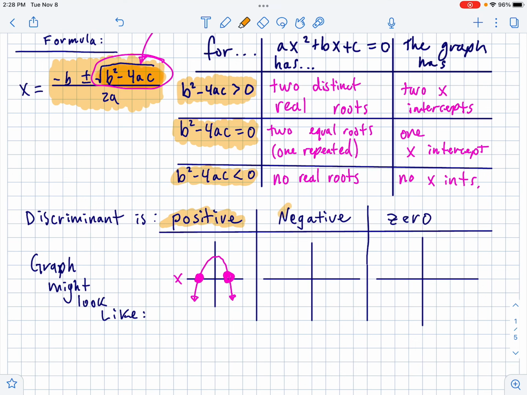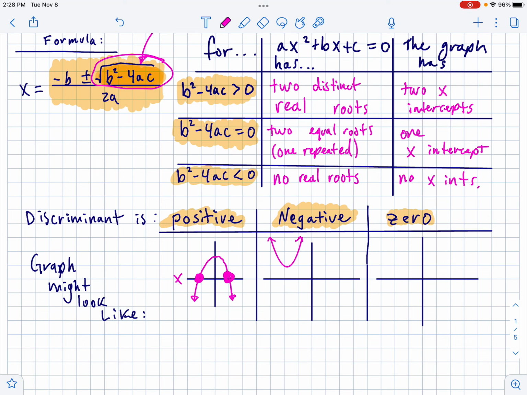If it is negative, it means that there are no real roots. So here, if the discriminant, b squared minus 4ac, is negative, that would mean something like this, that it comes down and then it does not touch the x-axis. So notice, it does not touch here. No real roots, no x-intercepts.